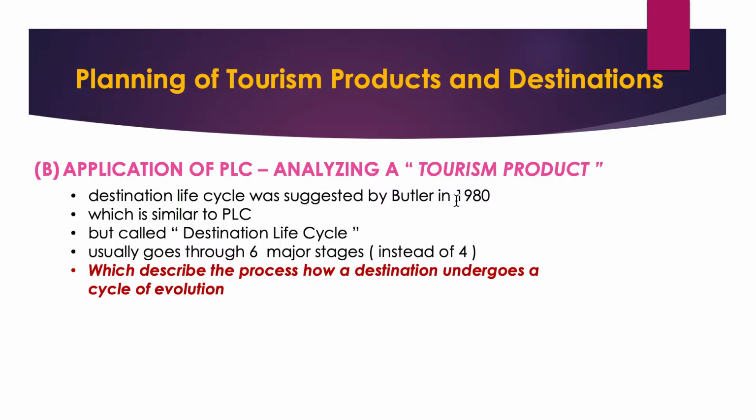All right. Now, please open your notes and turn to page 63. So, what is a destination life cycle? This is the definition, which describes the process of how a destination undergoes a cycle of evolution. Remember in the last lesson, I said that Butler's model was focused on analyzing the result, and we will use a similar case in our analysis.